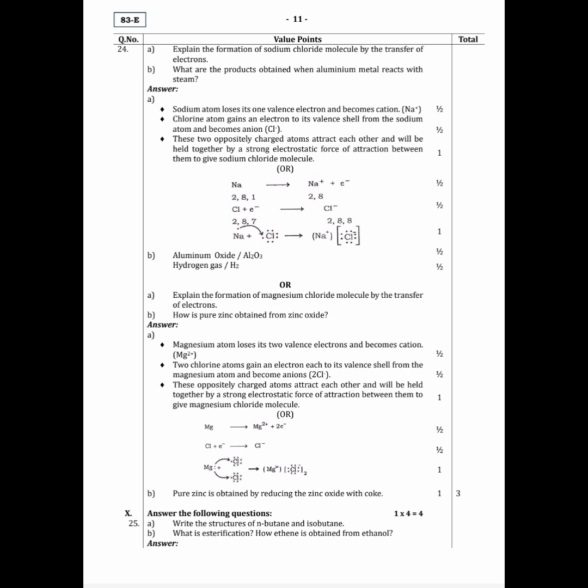Next, 10th main, answer the following questions. Question number 25, subquestion A. Write the structures of n-butane and isobutane. Subquestion B. What is esterification? How is ethene obtained from ethanol?